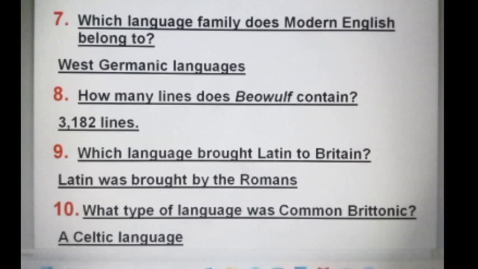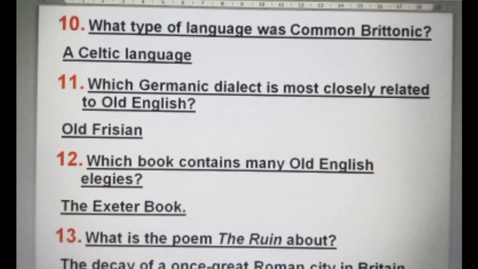Which language brought Latin to Britain? Latin was brought by the Romans. What type of language was common Brittonic? A Celtic language. Which Germanic dialect is most closely related to Old English? Old Frisian.